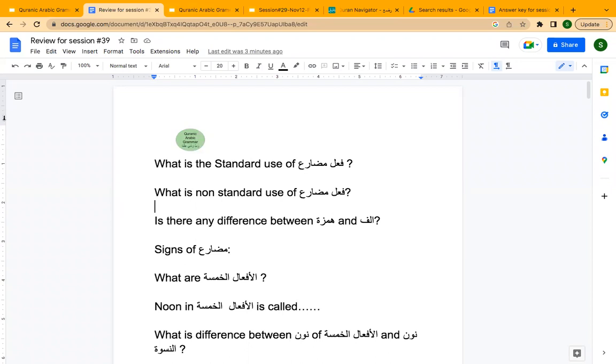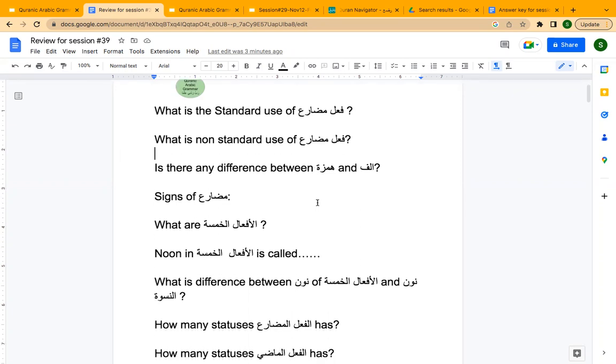So, yes, when fi'l mudari is used to give a command, it is an emphatic way of giving a command. Yes, barakallahu fik, dear sister. So, is there any difference between hamza and alif? And this is not grammar, but it's important for all of us to know. Because when we say the signs of mudari, what are the signs of mudari? Who can remind me the signs of mudari real quick?